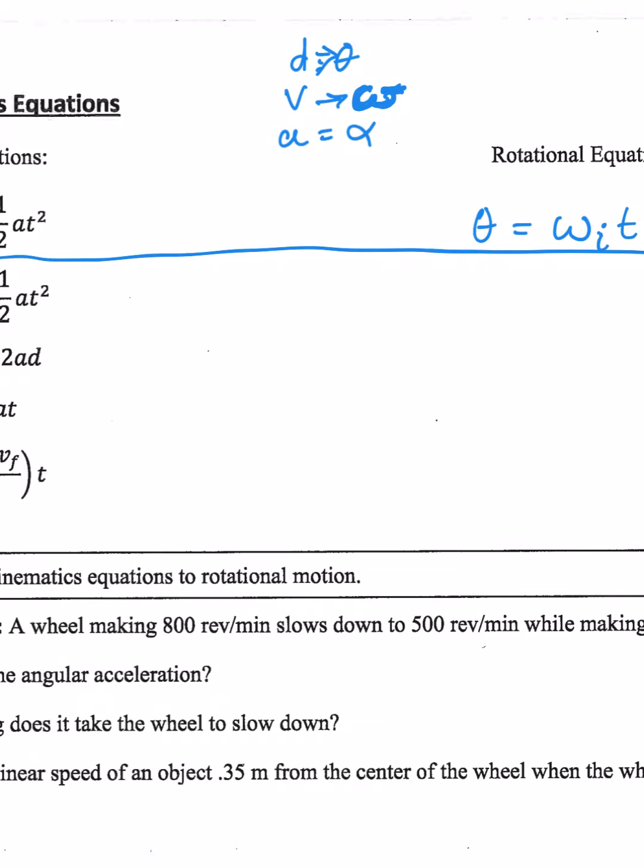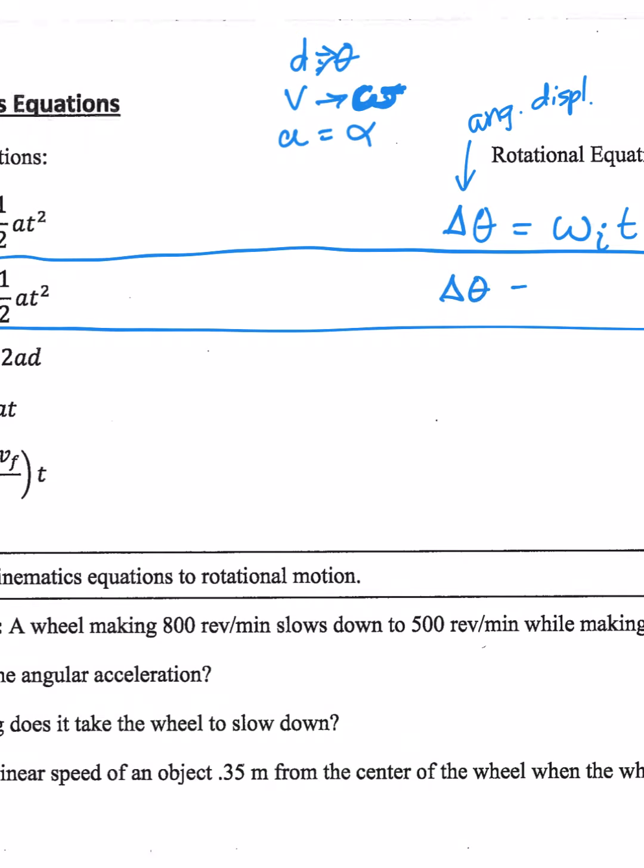Look at that. And this is change in theta because, remember, that would be angular displacement, right? So this is angular displacement. Angular displacement is also delta theta equals omega final times t minus 1/2 alpha t squared. Look at that.